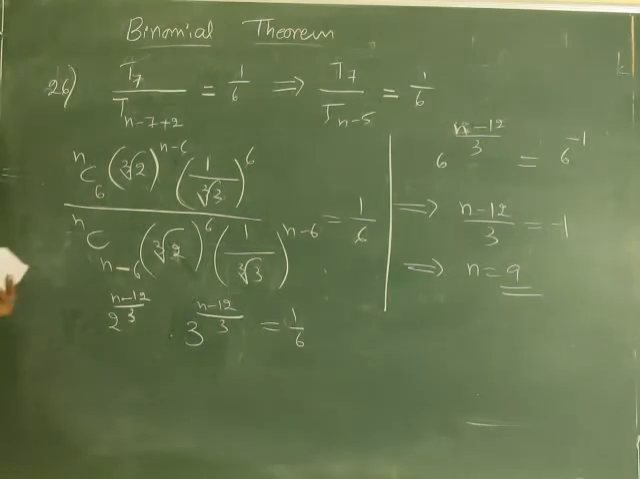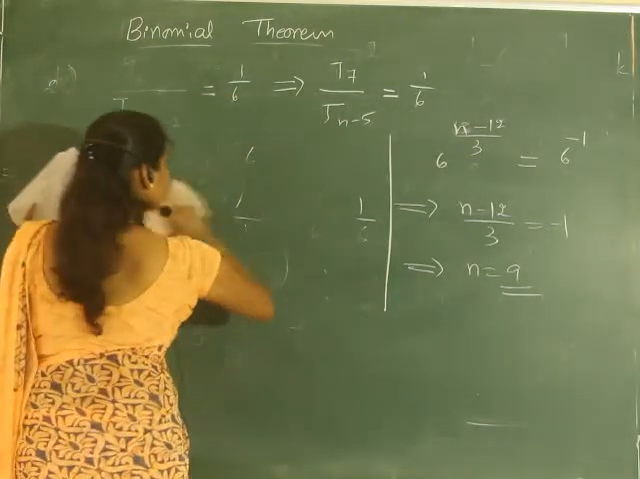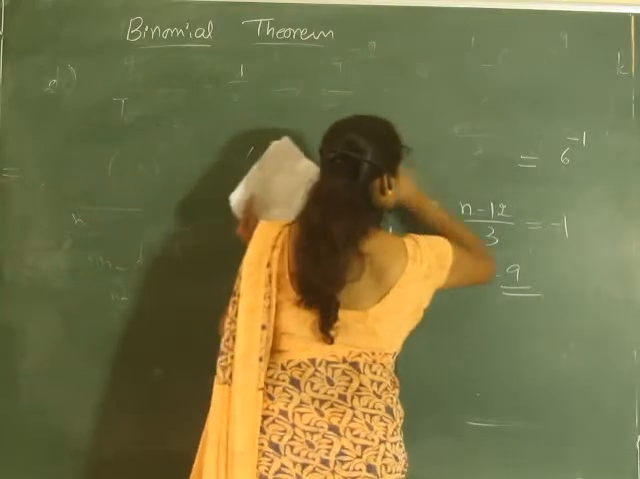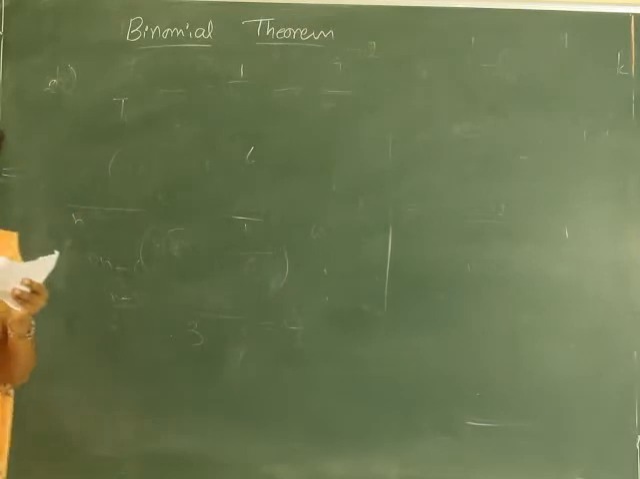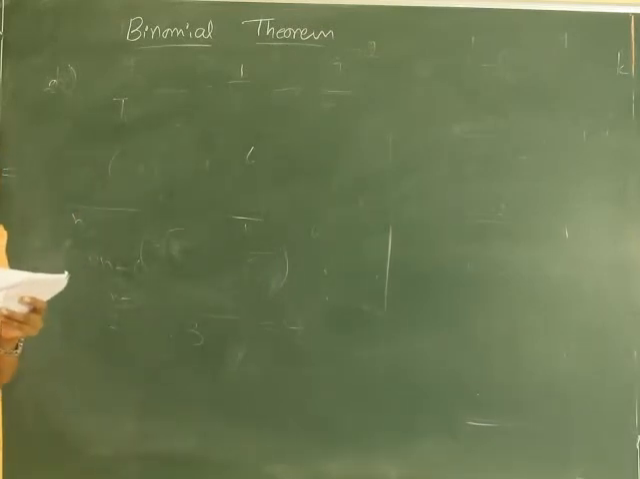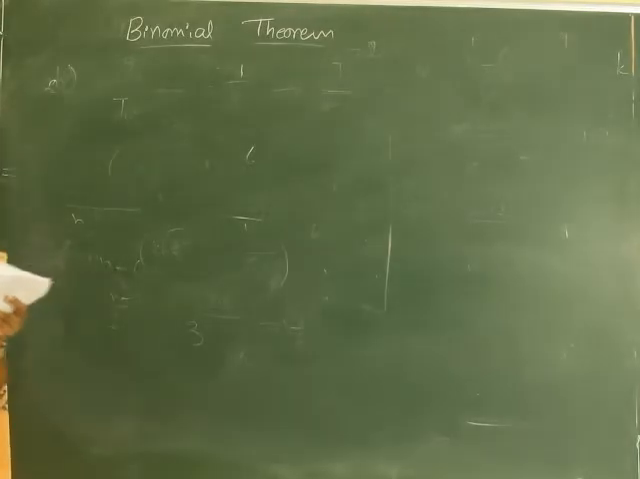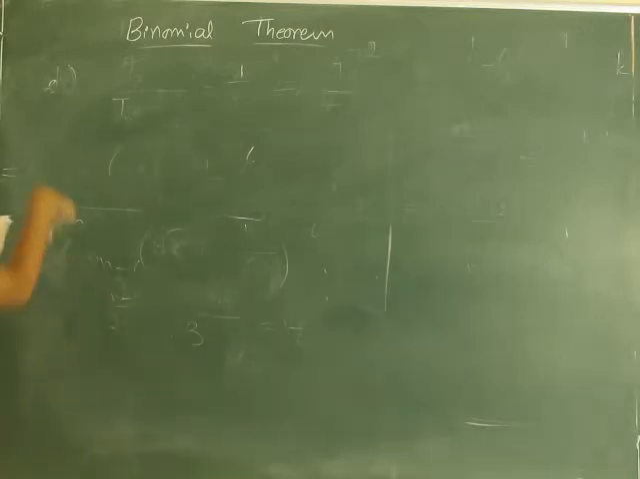Next, the 27th one. The coefficient of x power n in the expansion of (e power 7x plus e power x) divided by e power 3x is? So what is the coefficient of x power n in the expansion of (e power 7x plus e power x) divided by e power 3x?